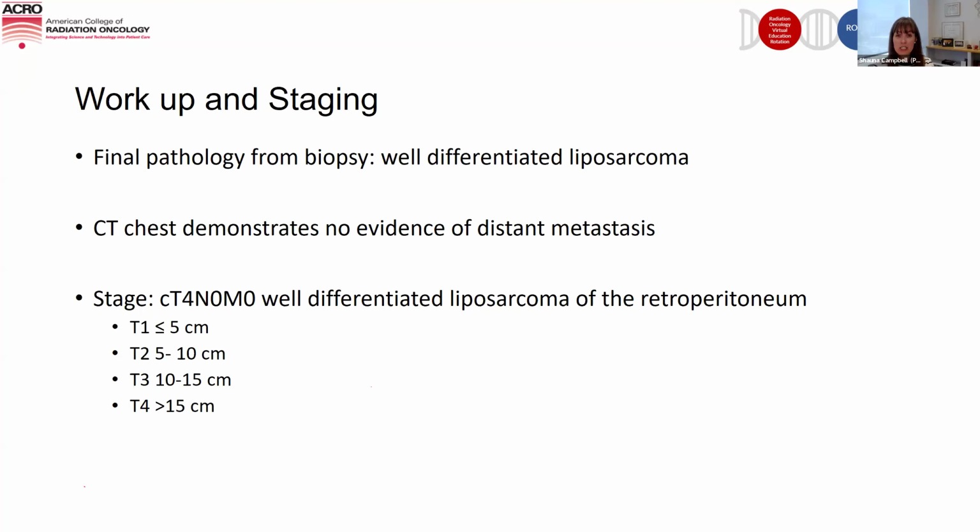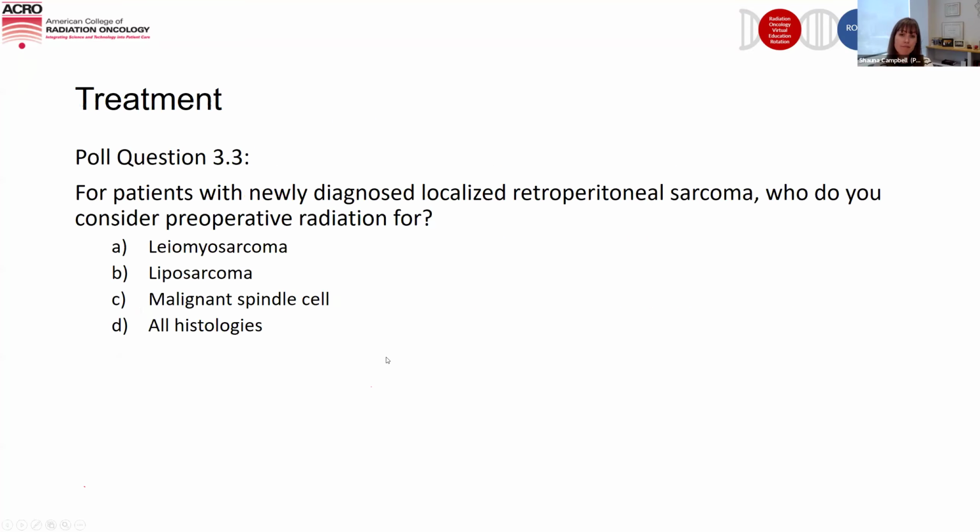So we get a CT chest just to be sure before we put him under some drastic surgery, and there's no evidence of distant metastasis on it. So here's the staging for retroperitoneal sarcoma. So very similar numbers as we see in sarcoma land. This patient does have a clinical T4N0M0 retroperitoneal sarcoma. We'll go to the next slide.